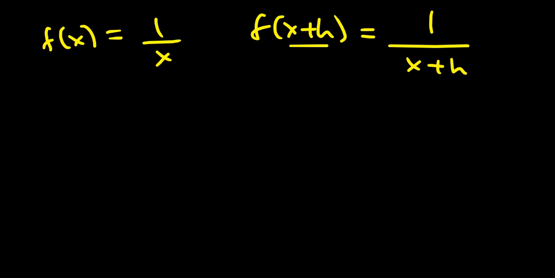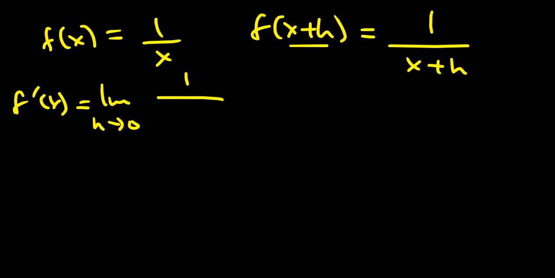Then this will be f prime of x equal to the limit as h approaches 0. Then I have my f of x plus h to be 1 over x plus h. So that will be 1 over x plus h, then minus my function, which is just 1 over x. Then I have h there. So what do I do from there? I can make that into a single fraction.